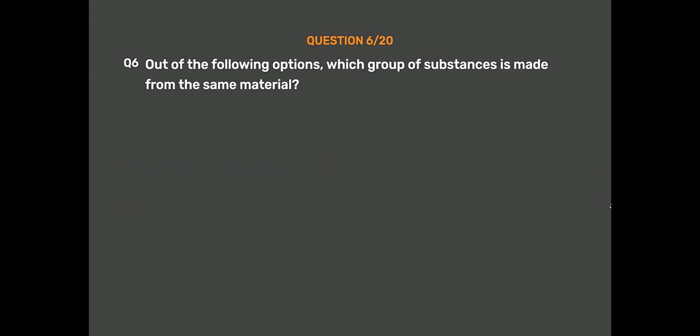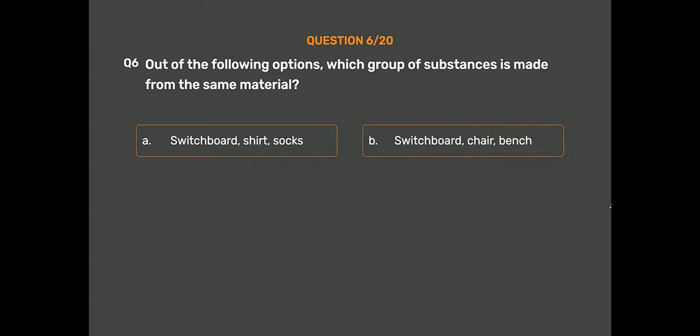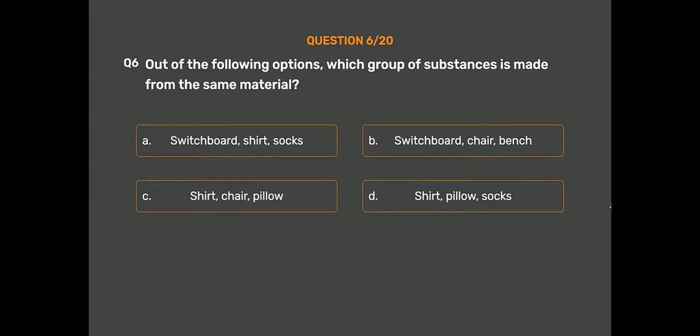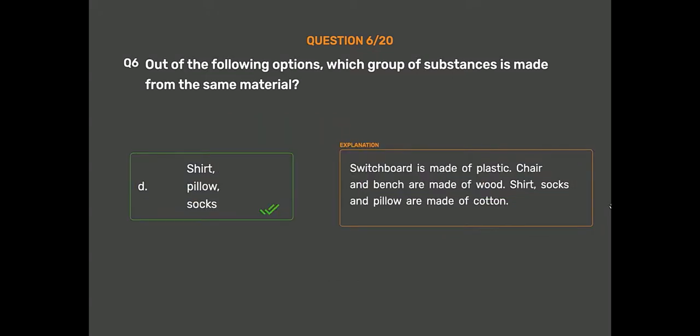Question number 6. Out of the following options, which group of substances is made from the same material? Option A. Switchboard, shirt, socks. Option B. Switchboard, chair, bench. Option C. Shirt, chair, pillow. Option D. Shirt, pillow, socks. The correct answer is option D. Shirt, pillow, socks. Switchboard is made of plastic. Chair and bench are made of wood. Shirt, socks and pillow are made of cotton.